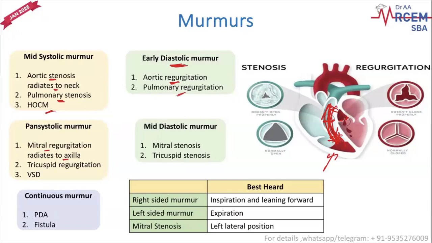What are continuous murmurs? The murmurs which are heard continuously throughout the cardiac cycle are PDA, patent ductus arteriosus, and fistulas, especially man-made fistulas for dialysis. Fistulas are made between the vein and the artery so that you can easily do dialysis in those patients. Some fistulas can also be natural. So PDA and fistulas have continuous murmurs.